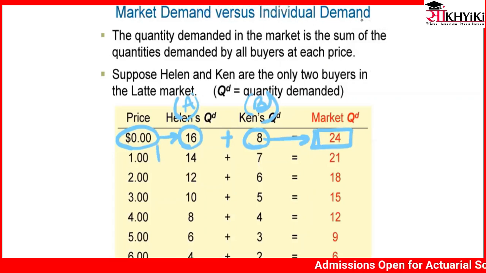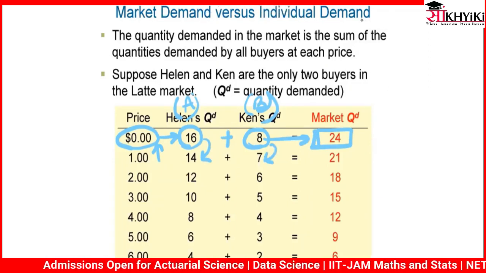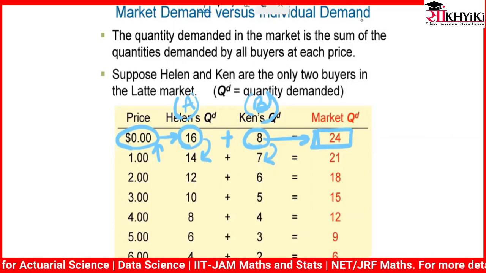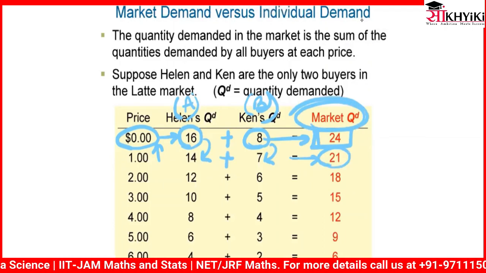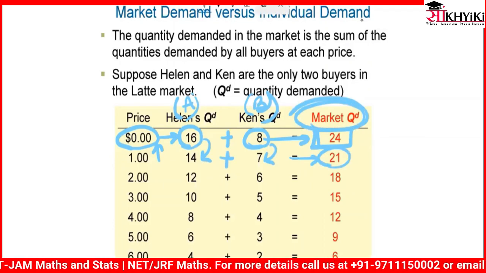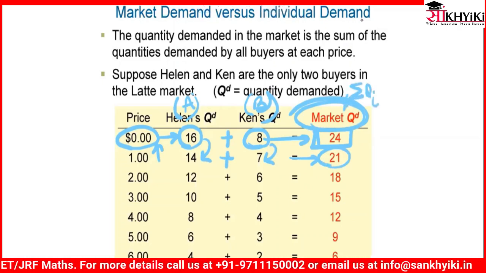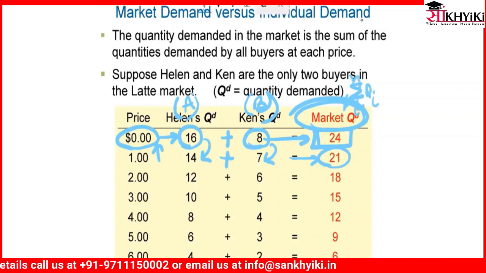Now suppose price increases. When price increases, both of them will demand a lower quantity. So she reduces from 16 to 14 and he reduces from 8 to 7. Because both of them reduce the quantities that they consume, the sum also reduces to 21. This is the market demand, because I'm summing up the individual demands. So market demand is nothing but the sum of the quantity demanded by all individuals i, where i is from 1 to n. Different individuals exist in the market.